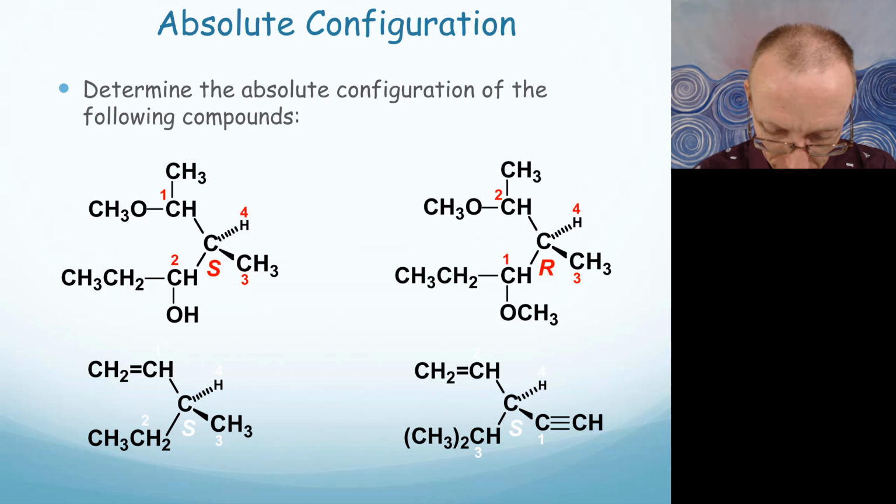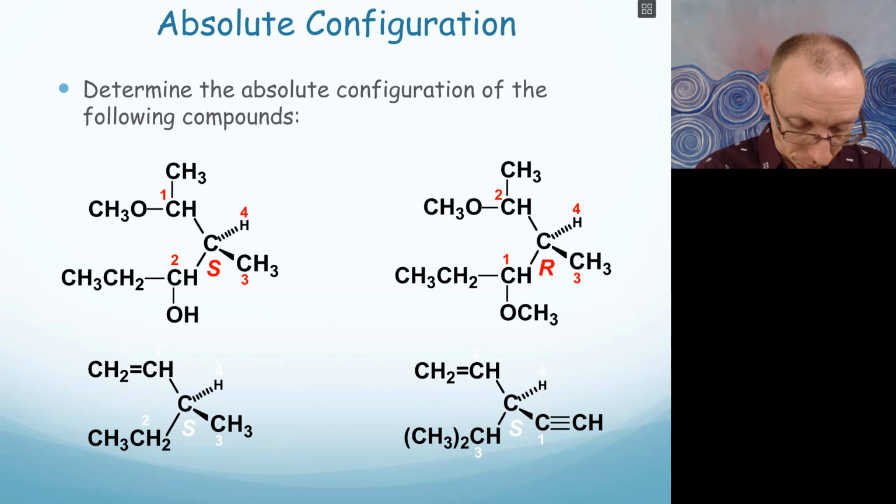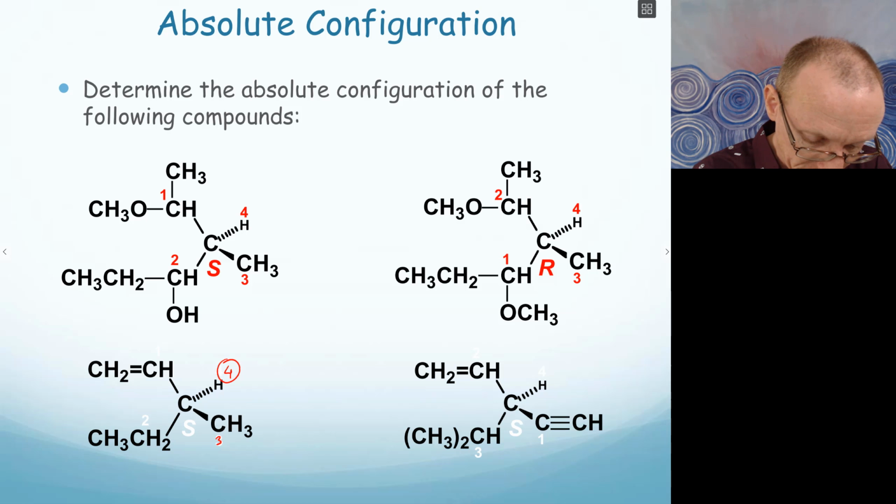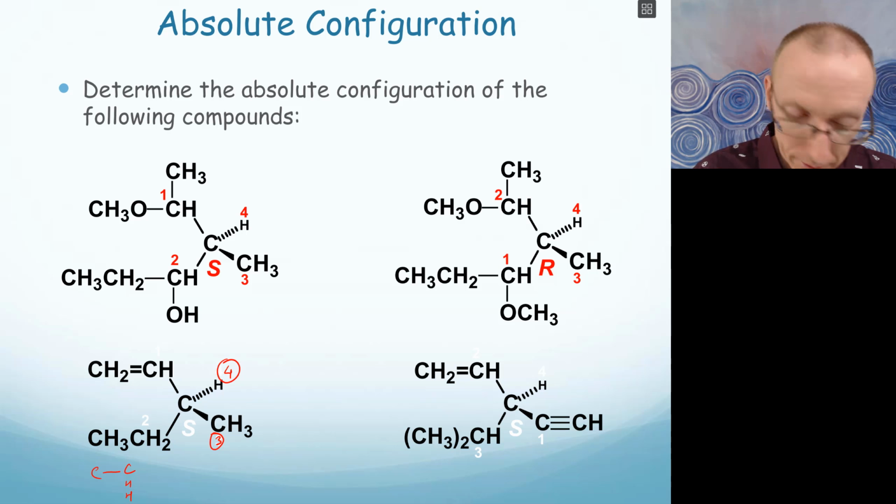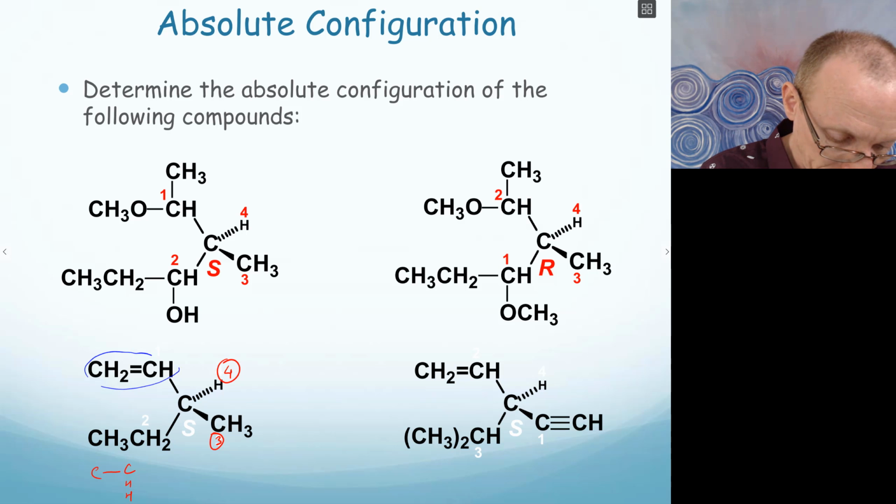Here you can see that this molecule has the lowest priority group at the back. A methyl group is easy to pick out as being the next lowest priority. And then we've got a carbon that goes to a carbon, a hydrogen, and a hydrogen. Okay, so let's look up here. In blue, we've got a carbon atom that goes to a phantom carbon atom, another carbon, and a hydrogen.